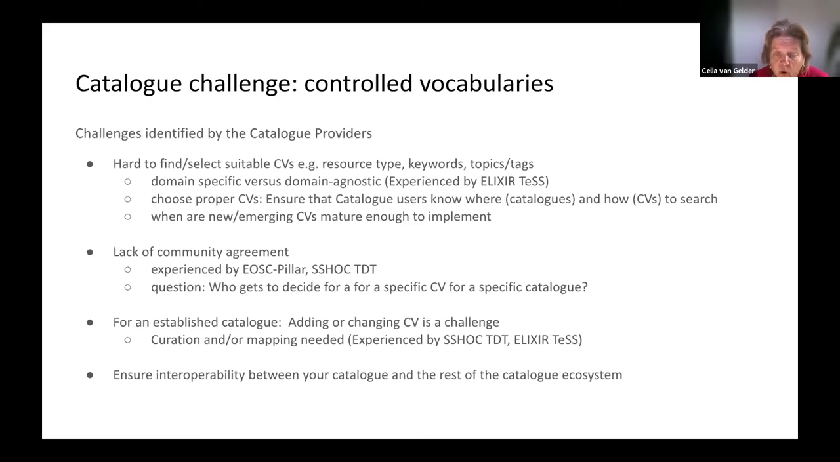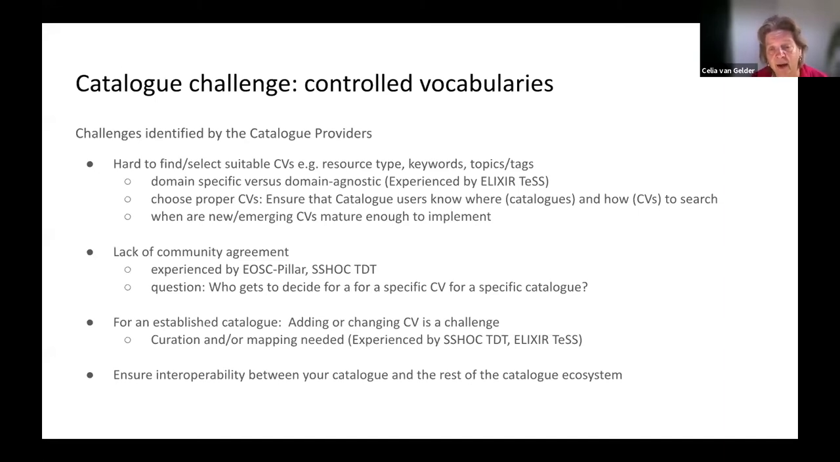Another thing, brought up by Ellen for the discovery toolkit, but I think we from TES are also experiencing it: if you have a catalog and now you want to either add a new controlled vocabulary or change it because there are new insights for metadata and minimal metadata, this is not trivial at all. If you decide that you want to change, it's a lot of work, you need to curate. Or do you have to change everything? Is this even possible? Or do you need to make a mapping layer so that you can map your schema to the new schema that is now the favorite one running around? I don't know. In the ecosystem, that's the challenge.